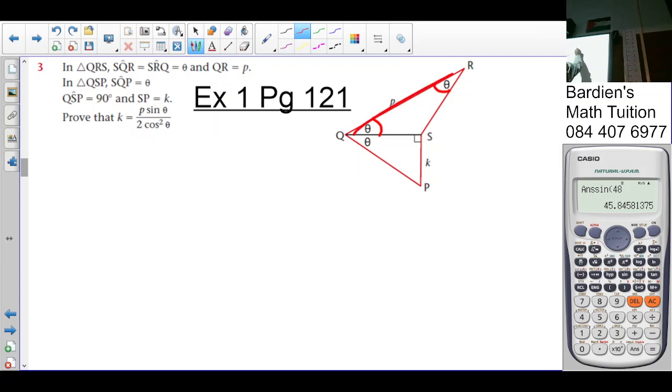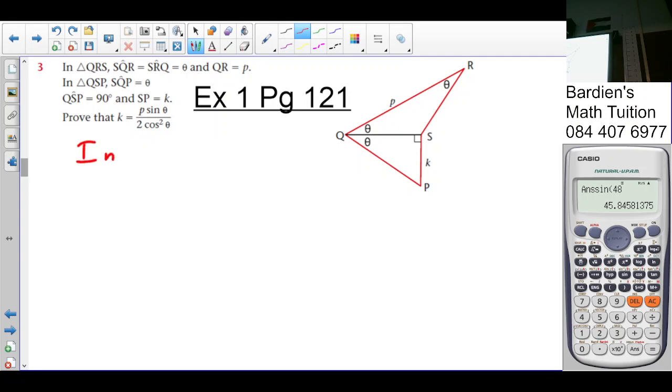We are told that is P. In the other triangle, that is theta. We have a 90 degrees and we have a K. The question says prove that K is equal to P sine theta over 2 cos squared theta. So again, as I said in the previous lesson, in order to prove my formula, we start with the subject of the formula. You don't have to, but it is going to be simpler.